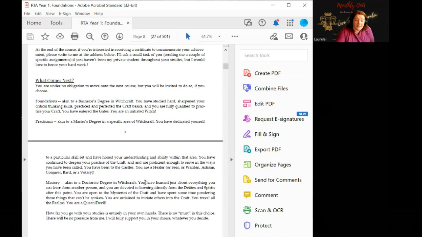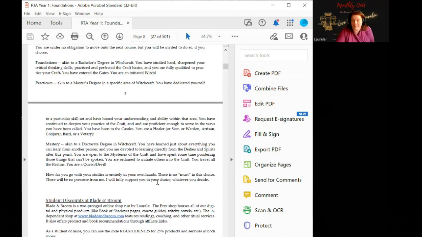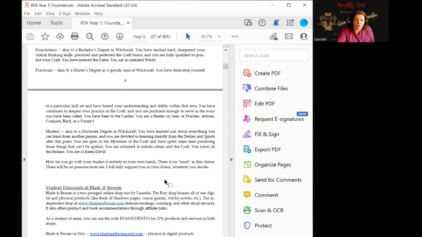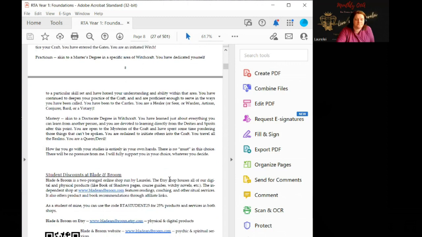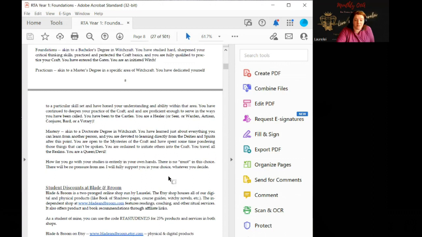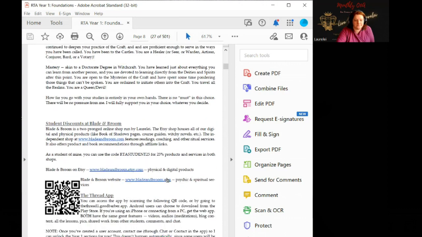And then for what comes next, you are never compelled to take the next level of study. You're in year one, you don't have to take year two. If you're in year two and you're finishing that up, you don't have to take year three. It's all about what your own goals are and what you want to achieve through this study, but those are available to you. And they will take you both deeper and higher into your practice.